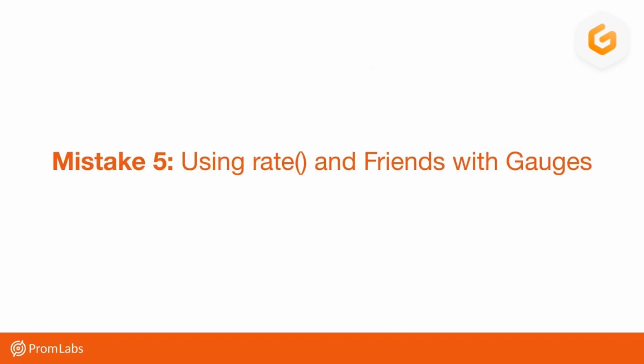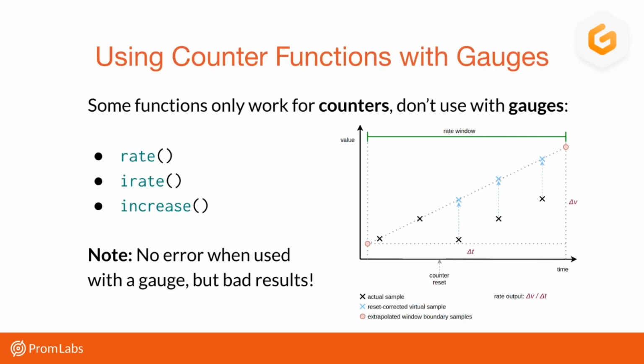Mistake number 5: using rate and friends with gauges. PromQL, the Prometheus query language, has a number of functions that tell you how fast a counter metric goes up. Counter metrics are raw metrics, a type of time series that is only ever expected to go up. They are cumulative counts over all of time: a process starts and counts the requests it's handling, and it goes up and up and up. The only time they go down is when a process restarts, because the counter is only kept in memory, and then it starts at 0 again.